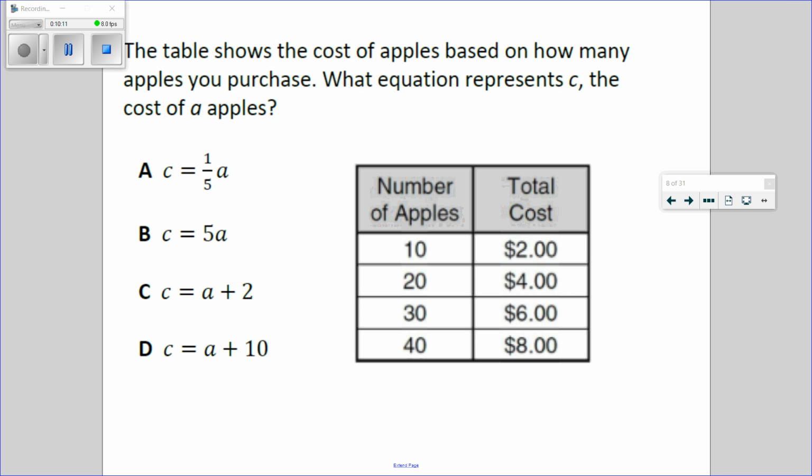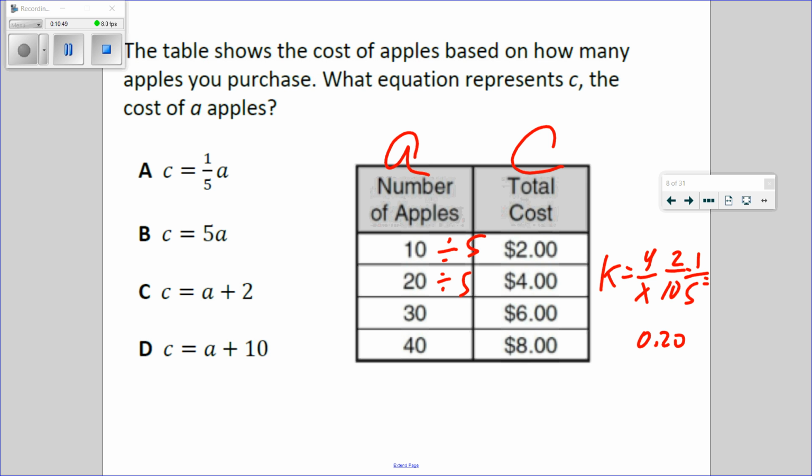So the table shows the cost of apples based on how many apples you purchase. What equation represents C, the cost of apples? So this must be the A, and this must be the C. What is the relationship between apples and cost? 10 apples to $2. I think it's divided by 5. You could find a constant of proportionality to help you. So 2 divided by 10, simplify to 1/5 or 20 cents. That means it costs 20 cents for each apple.